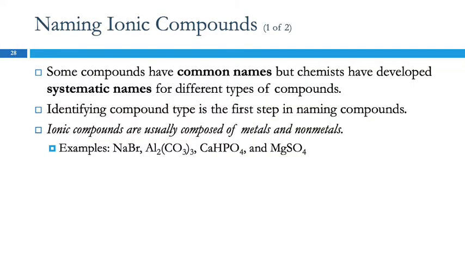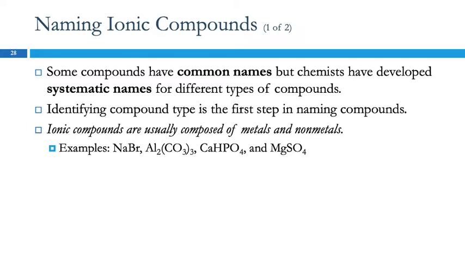There are common names for a lot of compounds. Water is a common name. It's not the systematic name, but all compounds do have systematic names. And so we are going to learn the basics of systematic naming. The first thing we need to do is identify what kind of a compound it is, because ionic compounds have one set of rules and molecular compounds have another set of rules, because the different sets of rules work better for each.